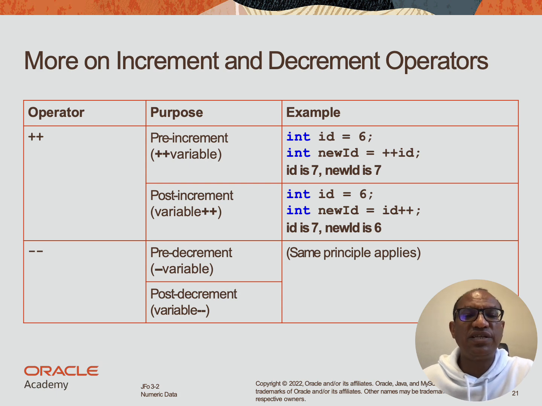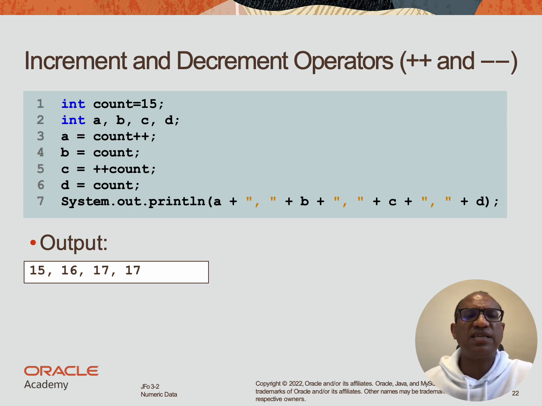In the second code example, the plus plus operator follows ID. ID was incremented after the assignment occurred. Therefore, newID is 6. These same behaviors apply to the decrement operator for its placement before or after the variable. Let's apply those operators. This example shows how pre and post increments affect variable values.